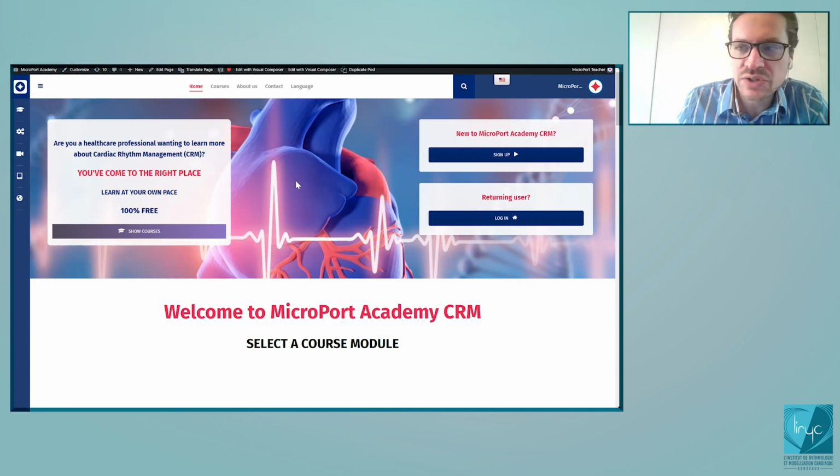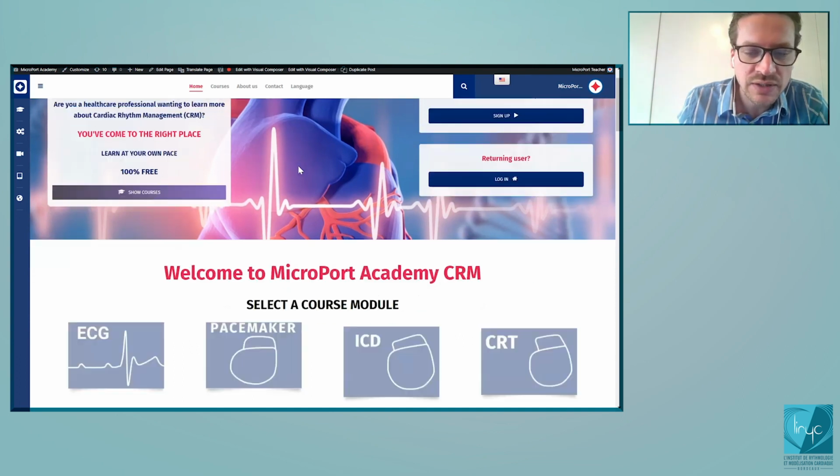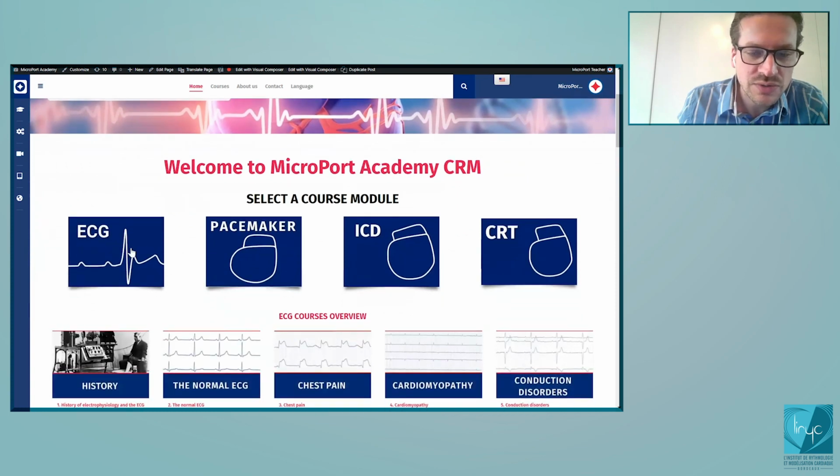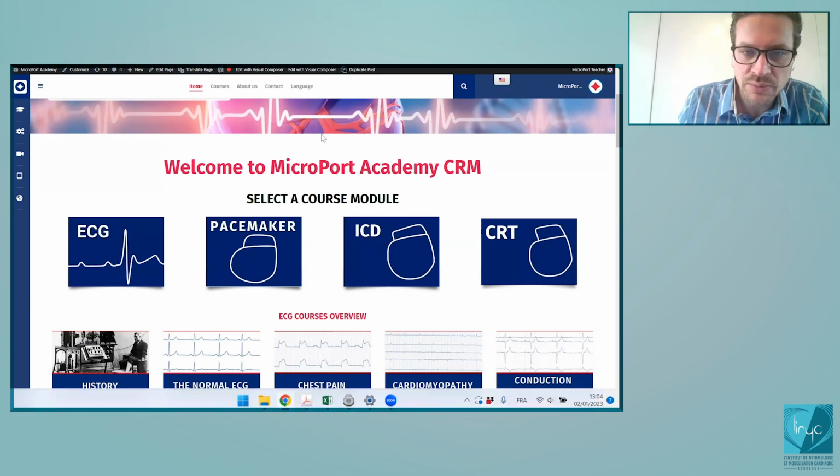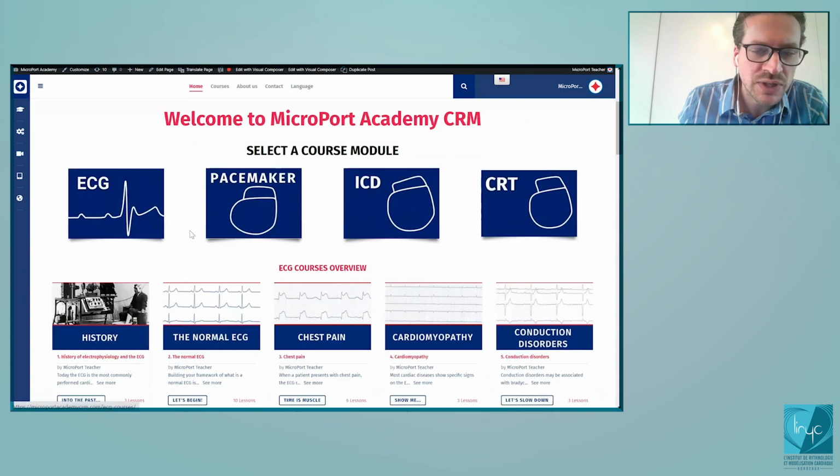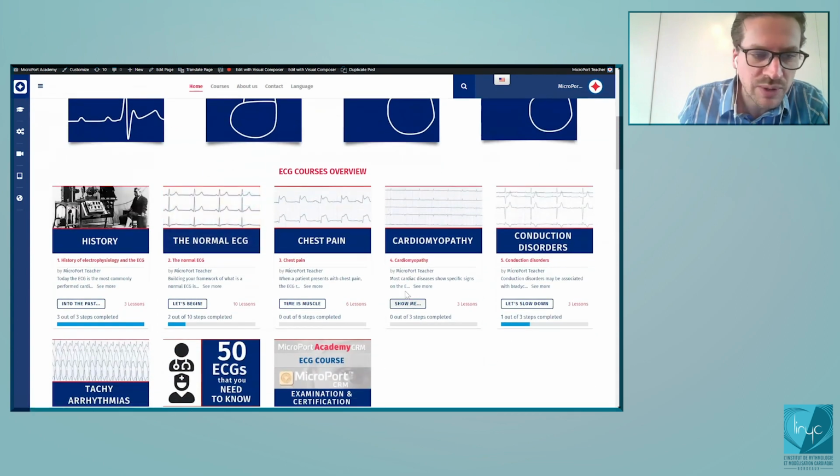So the idea is that you create a free account, and then you can choose one of those modules. So today we have an ECG platform, which is quite extensive. Then pacemaker, ICD, and CRT are the modules which are now finished. Of course, it is a Microport platform, but I always try to have some basics also interesting for other types of companies. But of course, the tracings which are shown are those of Microport. Now, if you go to the ECGs, you can see that it's quite complete.